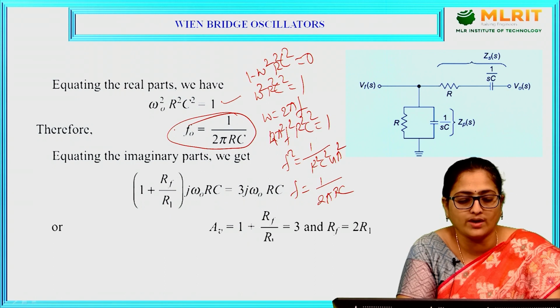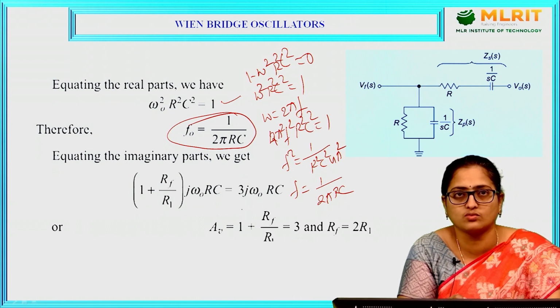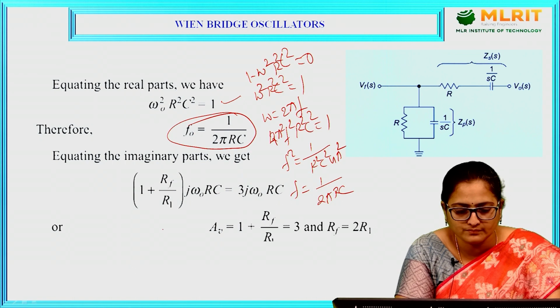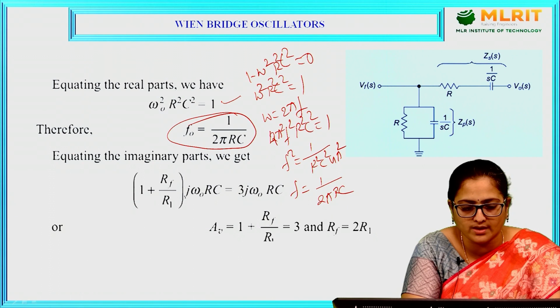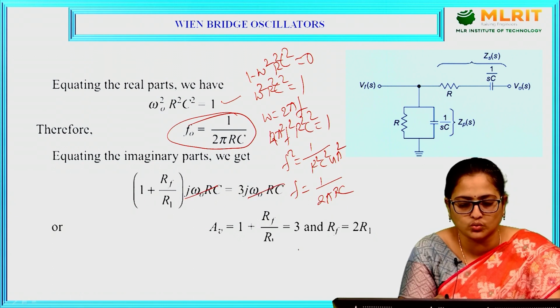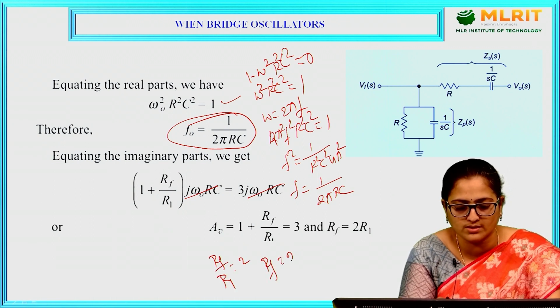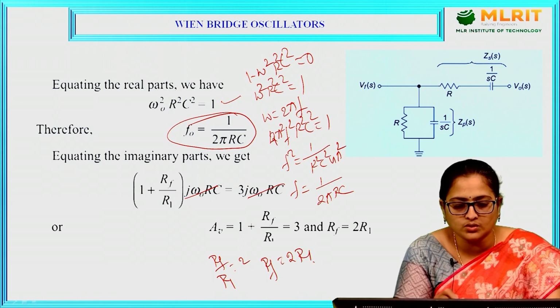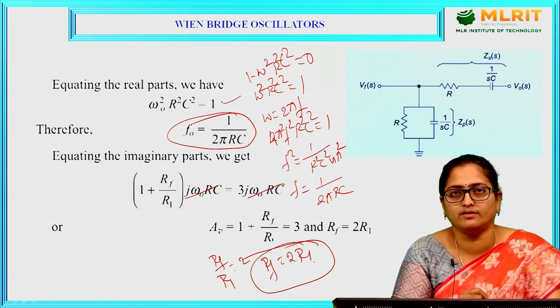If you equate the imaginary parts of LHS and RHS, you can write 1 plus RF by R1 into j omega naught RC equals 3 j omega RC. If you solve this expression, the j omega RC on both sides gets cancelled out. So 1 plus RF by R1 equals 3, and RF by R1 equals 2. So RF should be equal to 2 times R1. So in order to get the gain, you need to choose RF equal to 2 times R1.